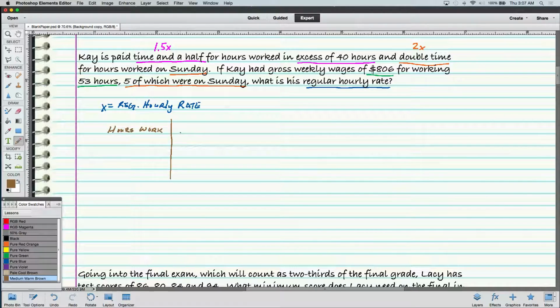We have how much we get paid. And we have this could be hourly wages and then total wages. So just like a regular job, you take the amount of hours you work times how much you make. That's going to give you your total money.